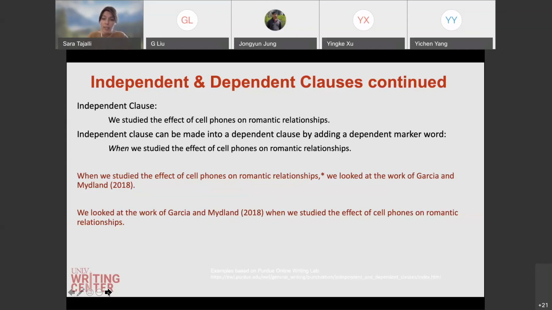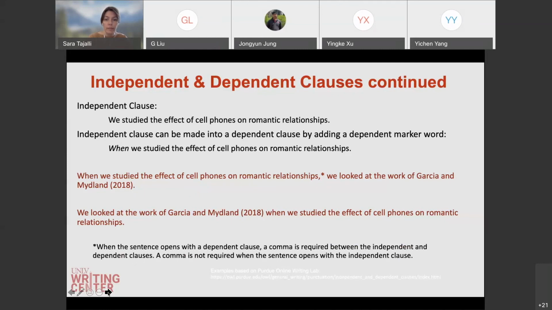Below is the same sentence, just flipped. We looked at the work of Garcia and Midland when we studied the effects of cell phones on romantic relationships. So just a little punctuation tip too. If the dependent clause comes first, you're going to have a comma after it before you introduce the independent clause. But in the second example, the independent clause is coming first, so there's no comma needed.